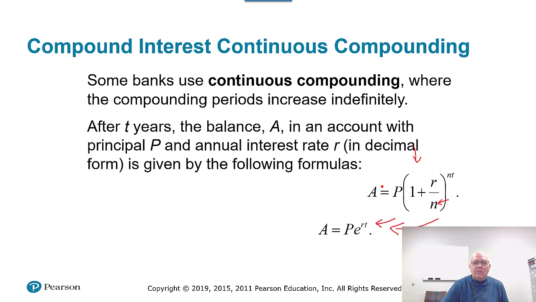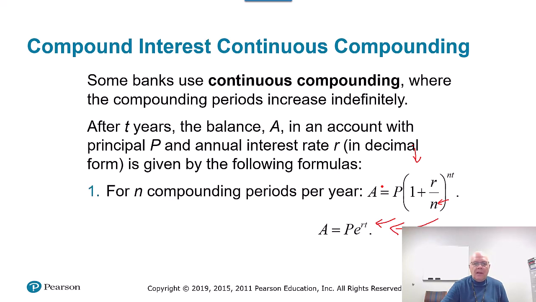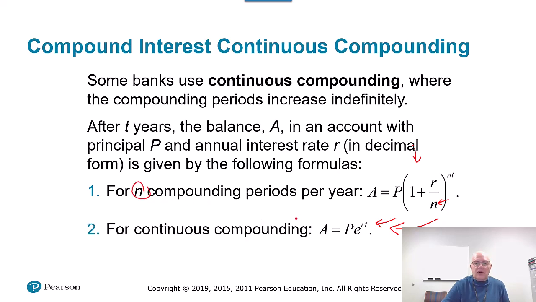And all you need to do is put the values into the appropriate formula, and you can get the correct answer. A little bit of practice, you'll be good with getting the right formula and also putting it in the equation the right way and getting your calculator to work for you. So remember, n is how many compounding periods you have per year. For continuous compounding, you don't need the n because n is effectively infinite, or nearly so.